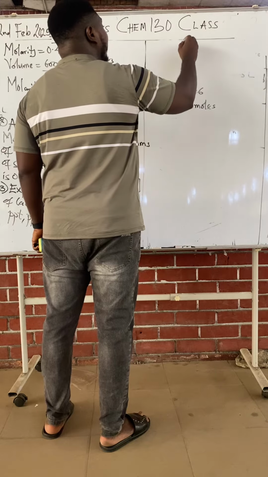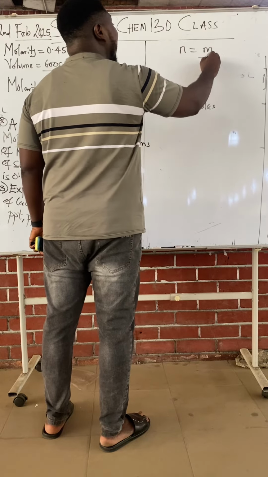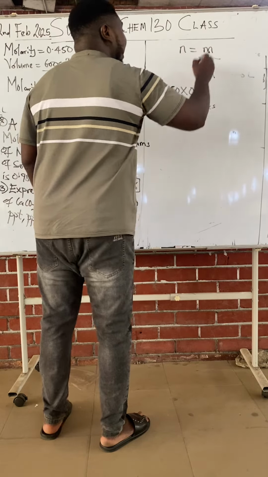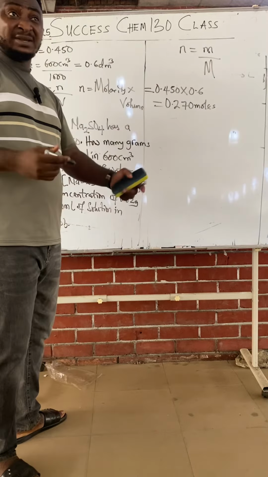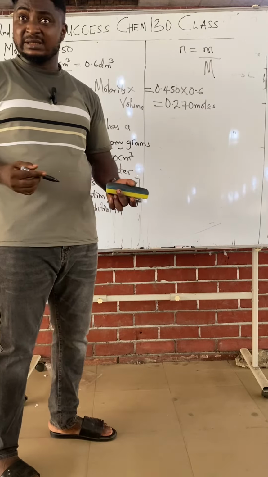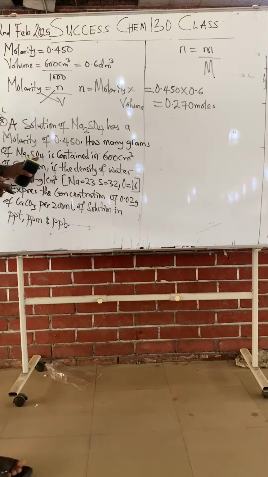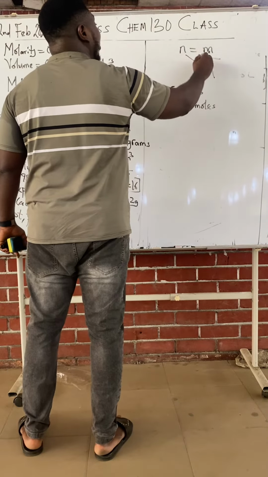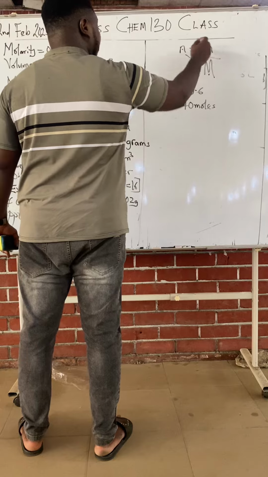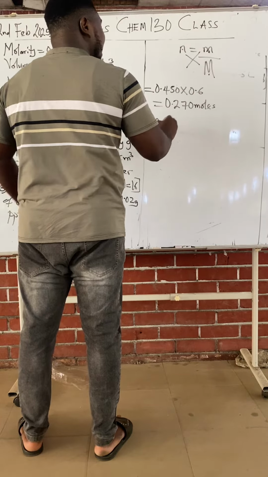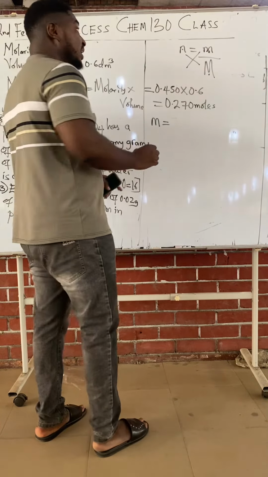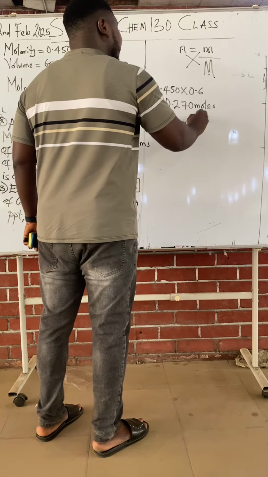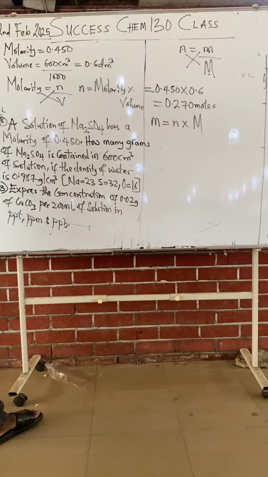Number of moles is mass, small m, all over molar mass. I'm looking for this small m. Nobody wants to find big M. Big M is something you can easily find; it's a constant. How many grams of Na2SO4? So I'm looking for mass. I'll cross multiply. My number of moles times molar mass will give me how many grams. My mass is number of moles times the molar mass of Na2SO4.